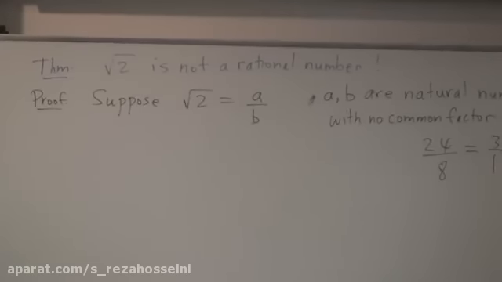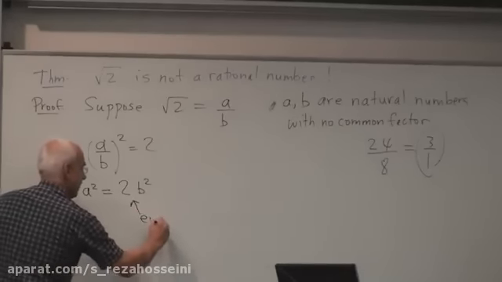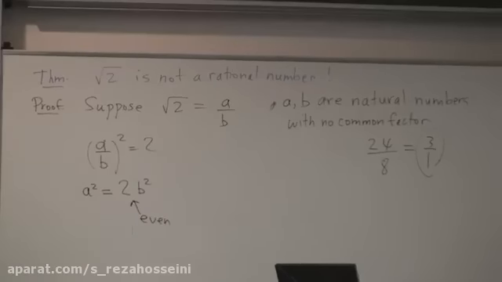Well, a is a natural number. 2b squared is an even natural number because it's 2 times something. So the right-hand side is an even number. What does that tell us about a? Well, if a was odd, then a squared would also be odd, because the square of an odd number is an odd number. So there's no way that could happen. So it must be that a is also even. Since the right-hand side is even, a itself must be even.